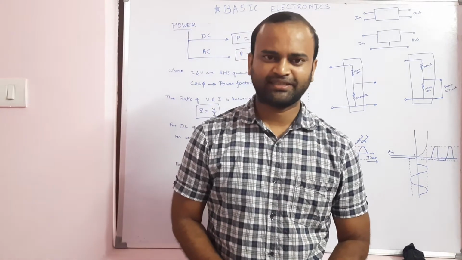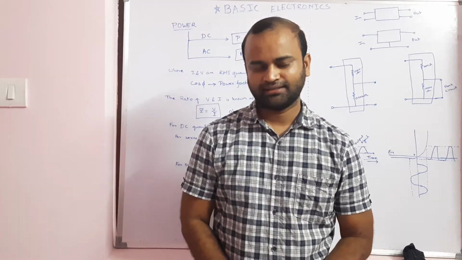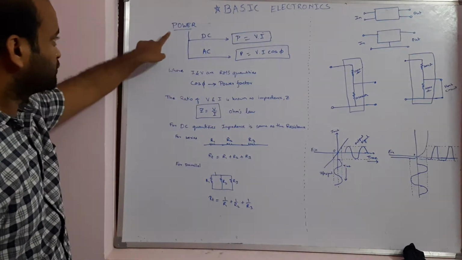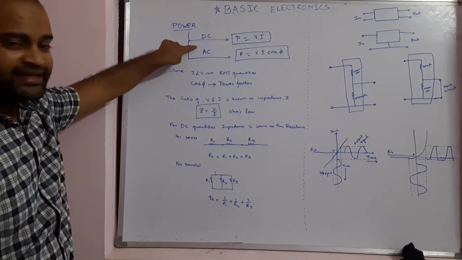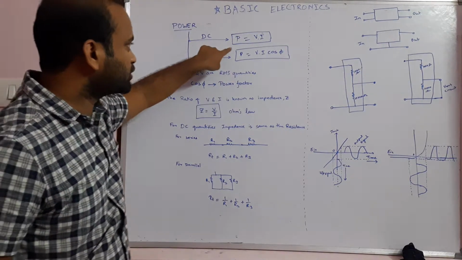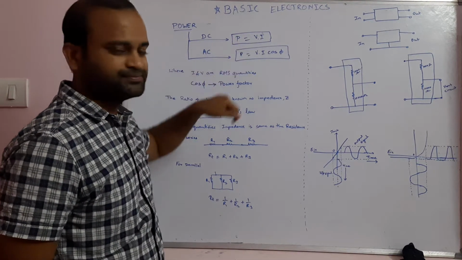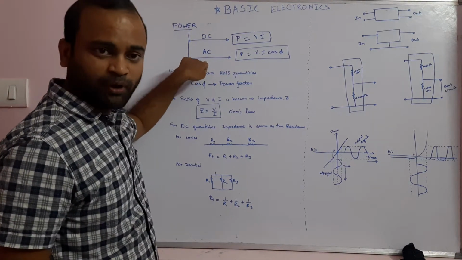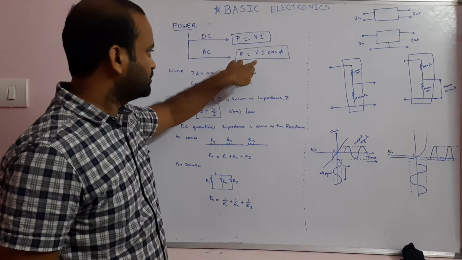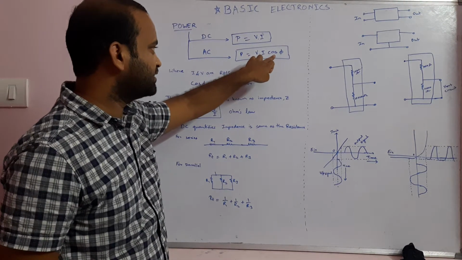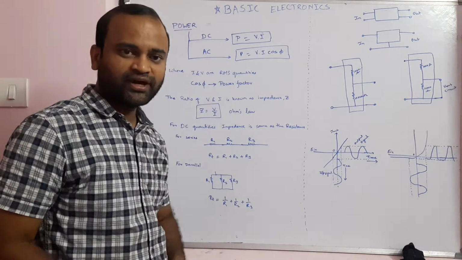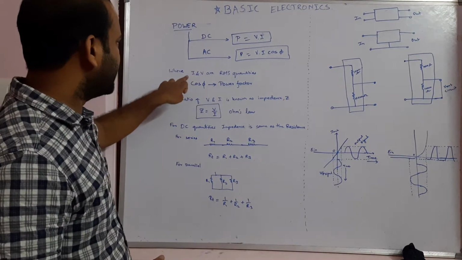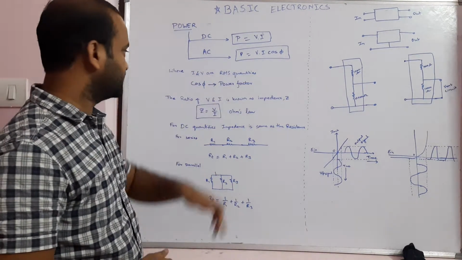Now let us discuss the next important electrical quantity, that is power. Power for a DC can be defined as the product of voltage and current, and for an AC the power can be defined as the product of voltage, current and cos phi. Cos phi is the power factor, and I and V are RMS quantities.